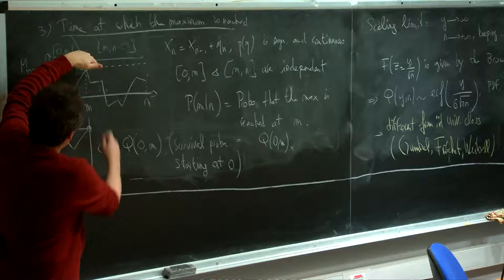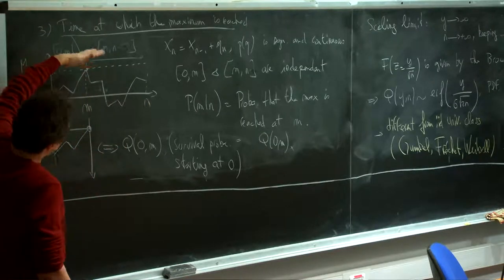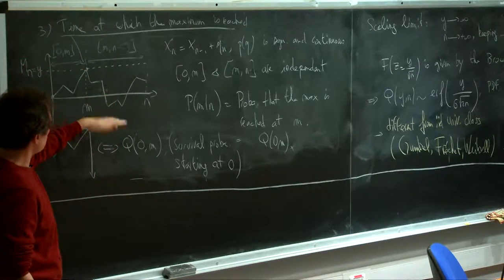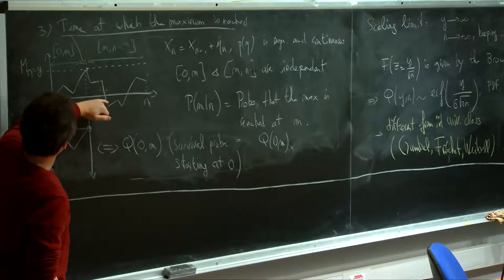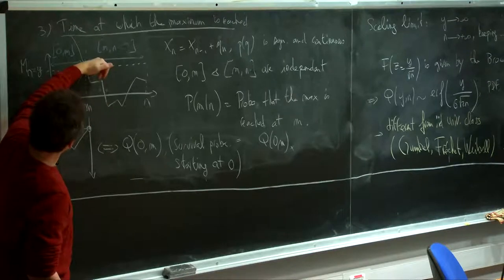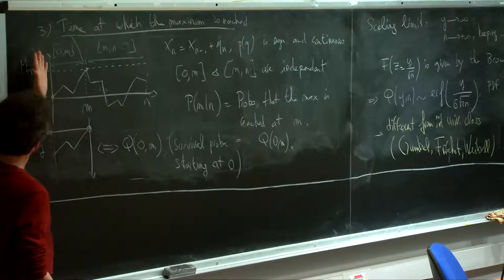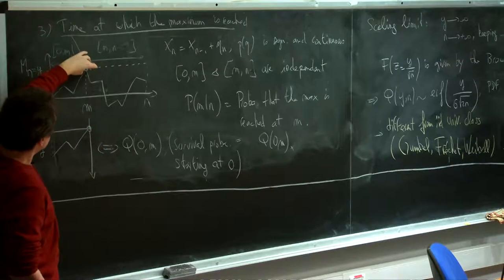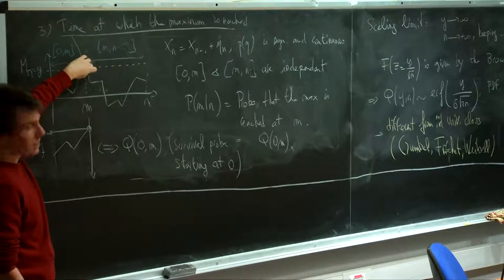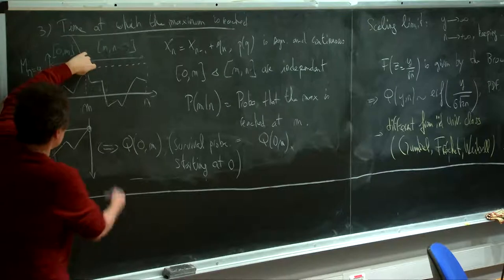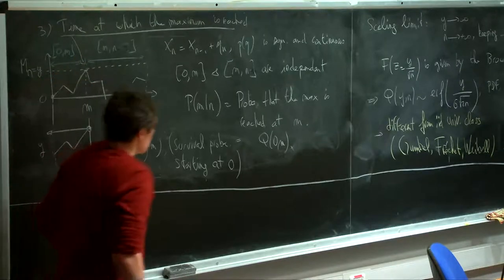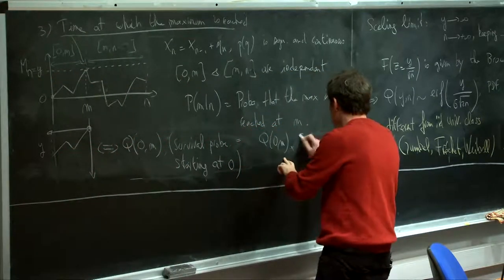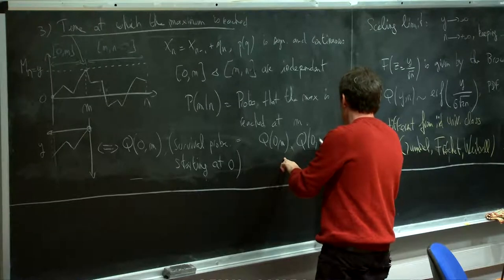So that means that on that part, I can again do the similar transformation as I did, exactly the same. I just need, in this case, to shift the origin at that point and make a reverse space. And that will again be the survival probability starting from zero, but now with n minus m time steps. Is that okay? So that means that the probability of the second part is just q of zero times n minus m.